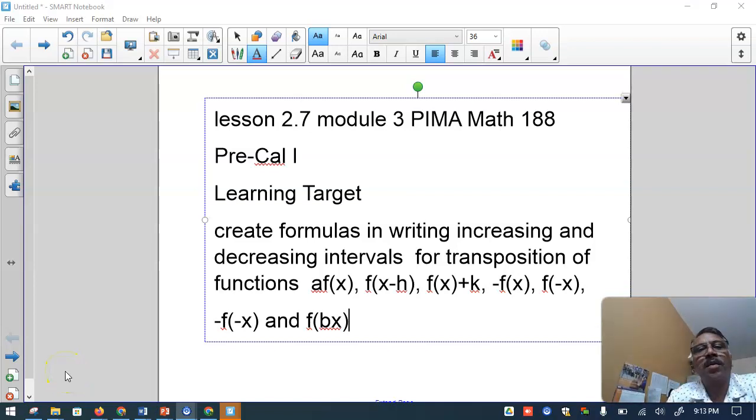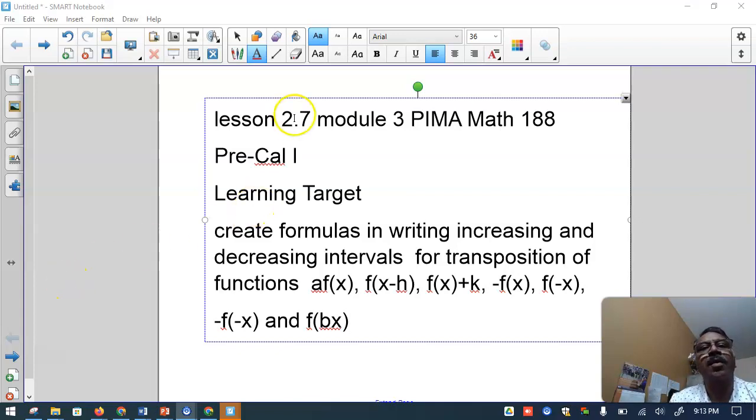Okay, hello students. In this video, I thought of making this video because I felt there's a lot of confusion as to how we figure out the increasing and decreasing intervals of the transposition of functions of our original function f of x.